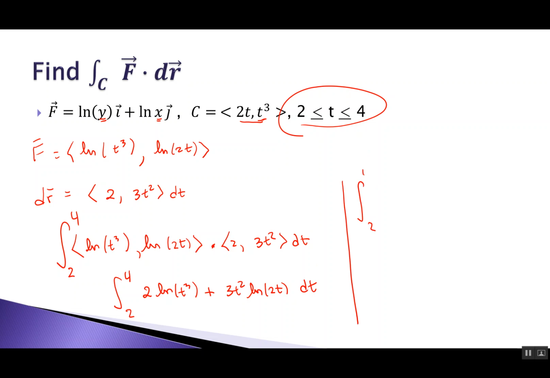Okay, I'm going to do a little bit of simplifying. The 3 can come out of the log of t cubed to get 6 log of t. And here I can break that into 2 pieces, but I'm going to leave that alone. 3t squared log of 2t dt. You can do integration by parts on this. It's nasty, but you can do it. And you can do integration by parts on this one as well. But instead of doing that, I'm going to show you a different technique in the next lecture.